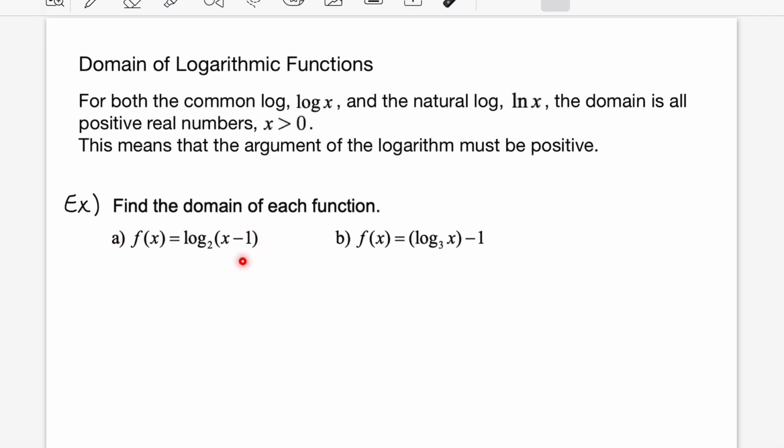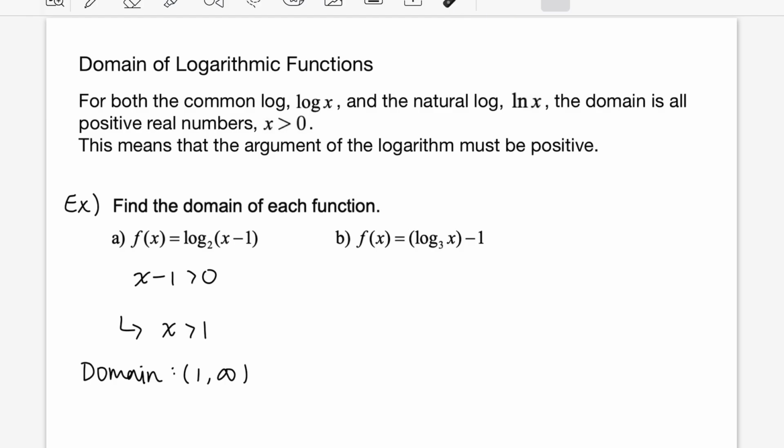Now looking at this part here, we have log base 2 of x minus 1. So in this case, our argument is x minus 1 here. Remember, our argument must be positive. So this tells us our x minus 1 must be greater than 0. Okay? We don't care about our base here. We just care about the argument being greater than 0. So this tells us x must be greater than 1. So our domain is going to be from 1 to infinity.